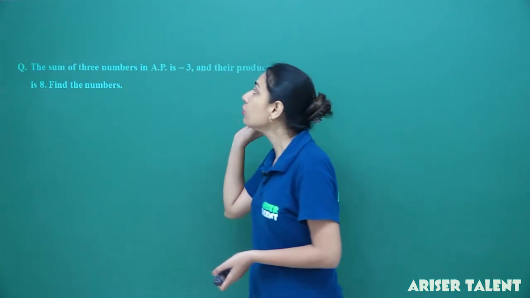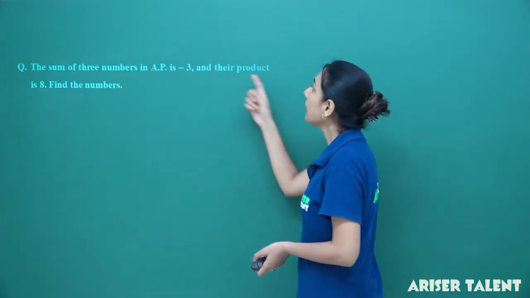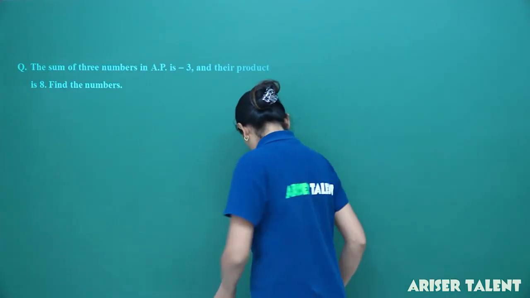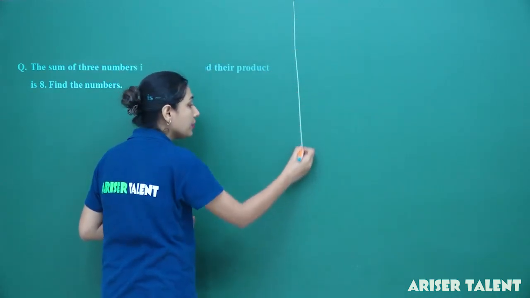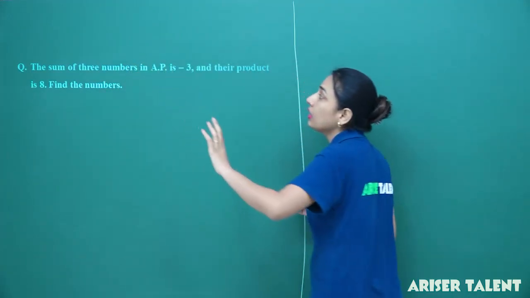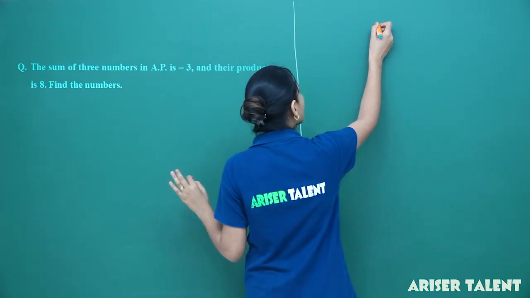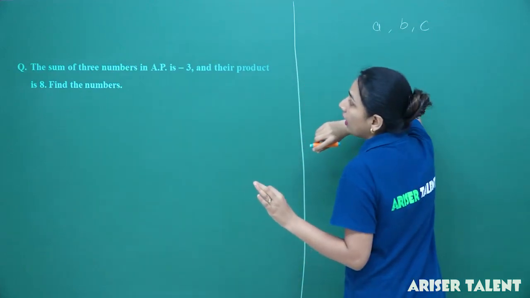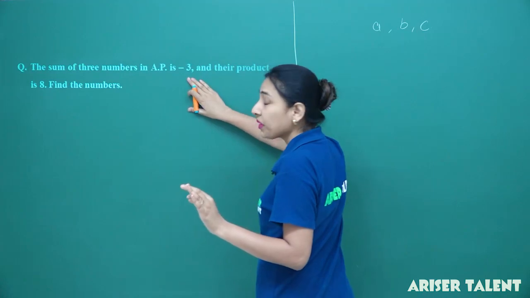The sum of three numbers in AP is -3, okay, and their product is 8. Find the numbers, okay. So you have been given a question: the sum of three numbers in AP. You are having three numbers A, B, C, and the sum is -3, okay.